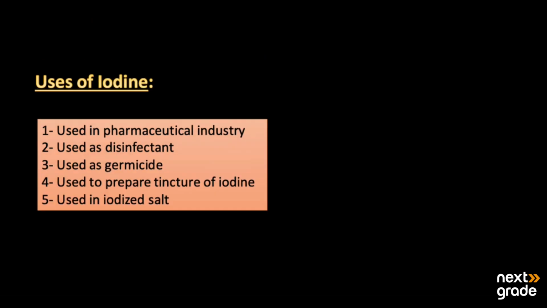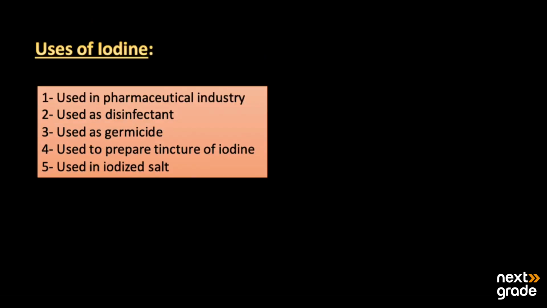Iodine, as it is an important compound, is used in pharmaceutical industries, as well as a disinfectant that is used to kill germs or to remove bacteria. It is also used as a germicide. Germicide means a simple disinfectant or germ-killing substance, as well as it is used in the preparation of tincture of iodine. Now, what do we mean by tincture of iodine? Tincture of iodine as well as iodex.